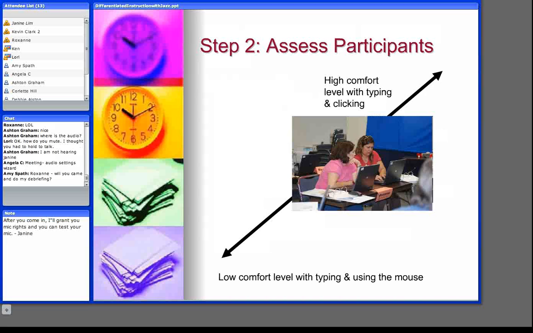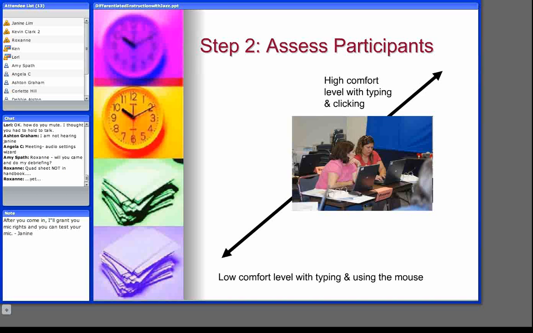So those are the essential goals. Then you want to think about, okay, where are your participants at? Some of this you might know ahead of time. Other parts of it you're going to find as you start watching how they interact with their computer, how they interact with the people around them, and you want to adjust what's going on.